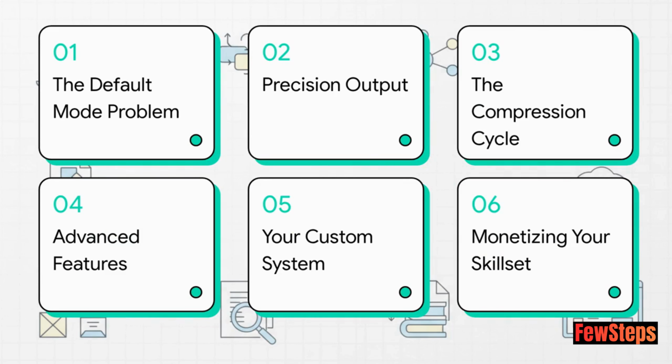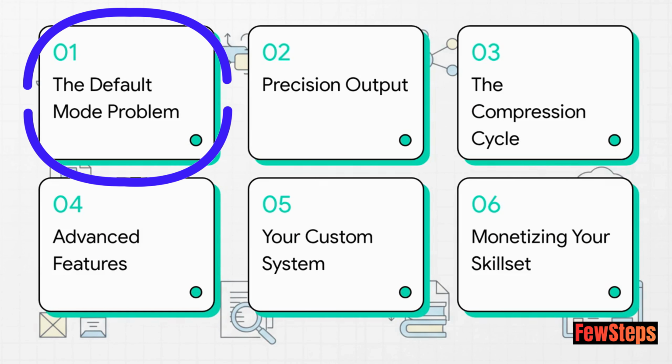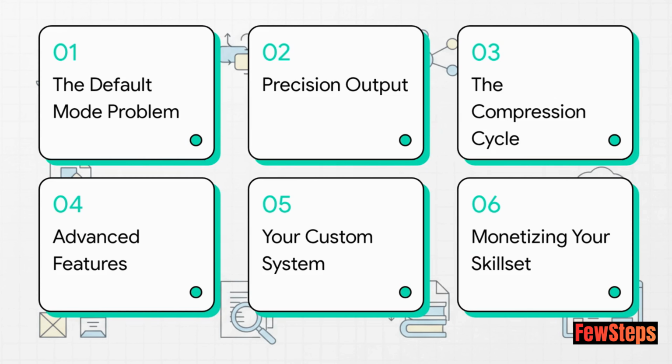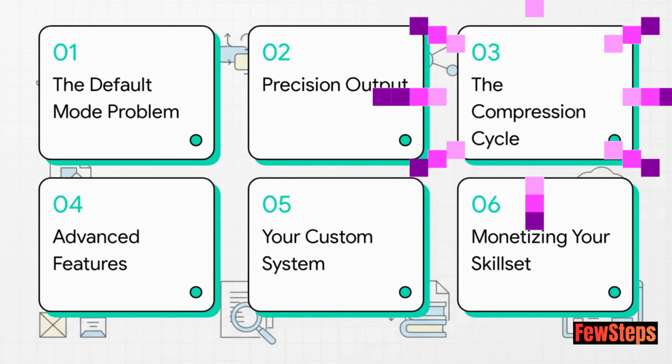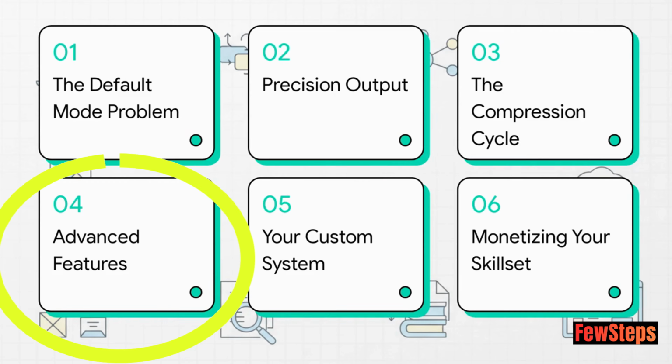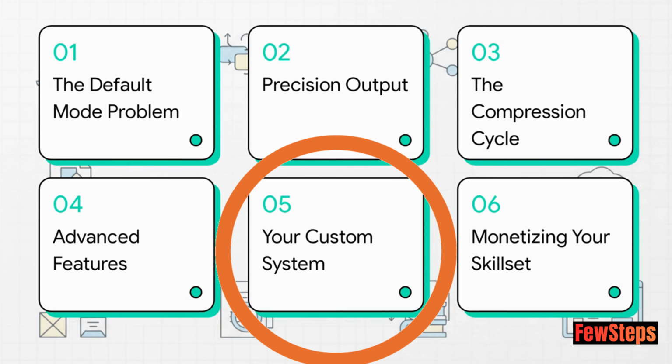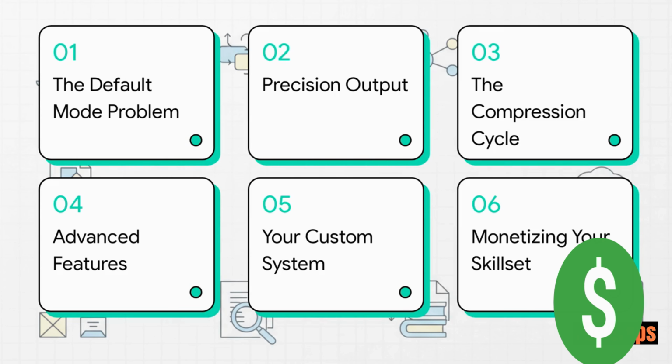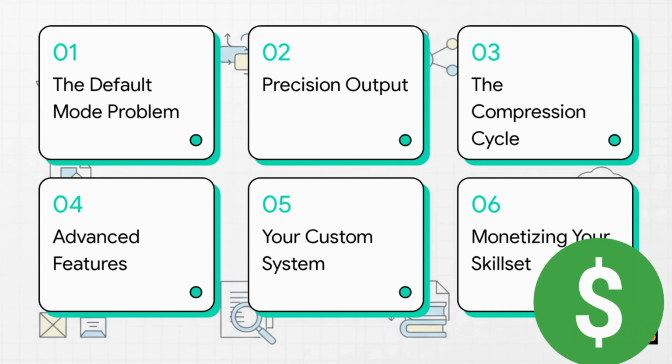So here's the game plan. We're going to start with what I call the default mode problem. Why your results feel so meh. Then we'll build the precision output framework, master the compression cycle method to blow past those limits, unlock advanced features most users completely miss, and then combine it all into your own custom system. And yeah, at the end, we'll even show you how to monetize this whole new skill set.